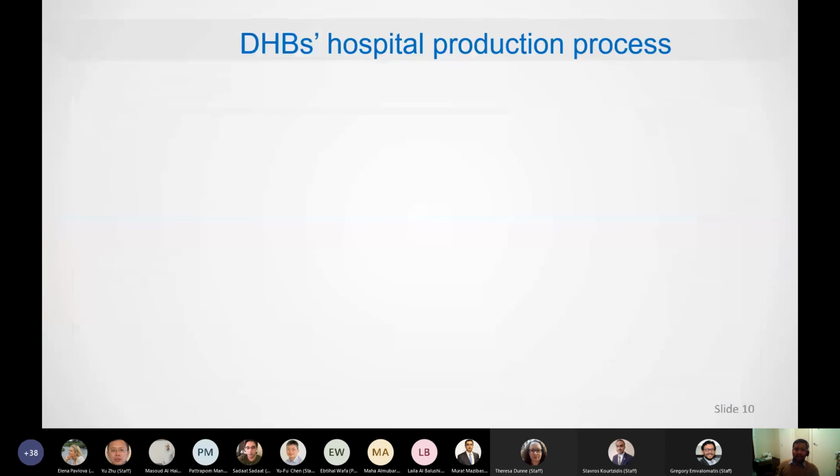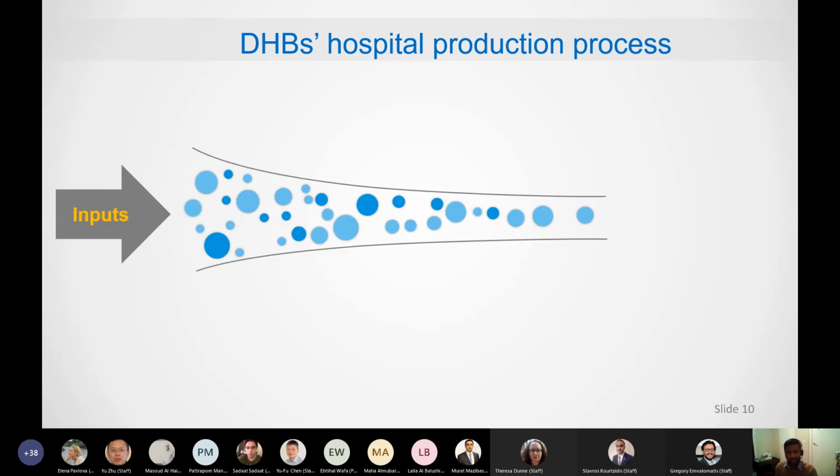So now I'm just going to get a bit more technical, on the economics. If I simply talk about a hospital's production process, a district health board's production process, I'm going to say that, okay, there are some inputs that go into a system and it produces an output, or what we call a hospital service. I know it's a very simple idea, but it will become more apparent as we go through the slides.